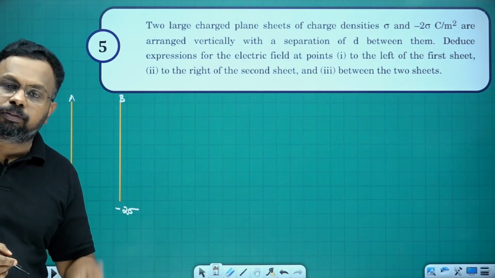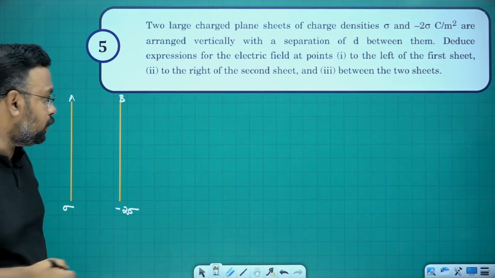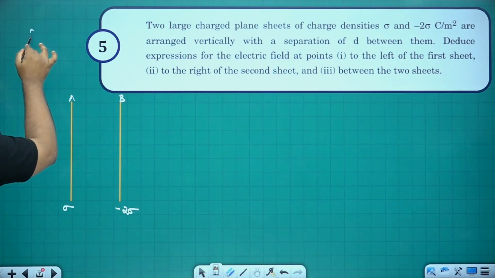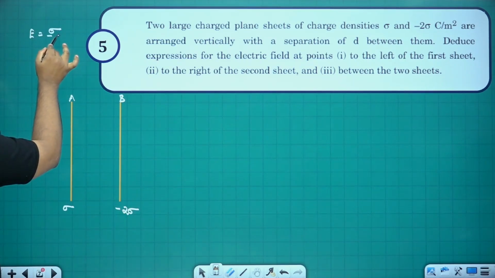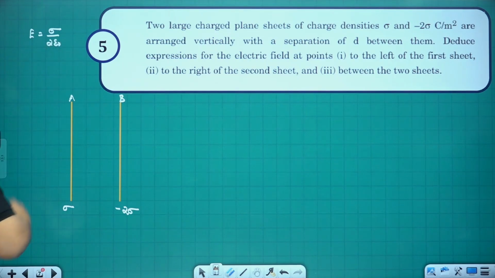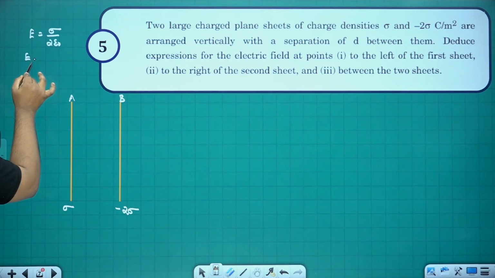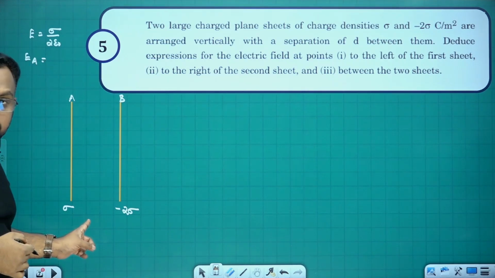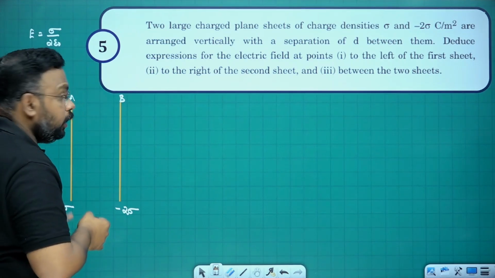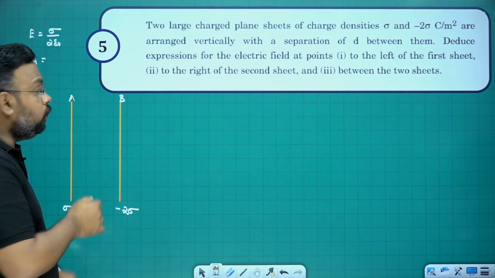We have an expression for the field due to one sheet. What is that? Electric field due to a sheet is sigma by 2 epsilon naught. This is E. Then what will be EA value? Magnitude only I am asking. Magnitude of EA will be, here what is the charge density? It is sigma. So EA will be, what you can write?